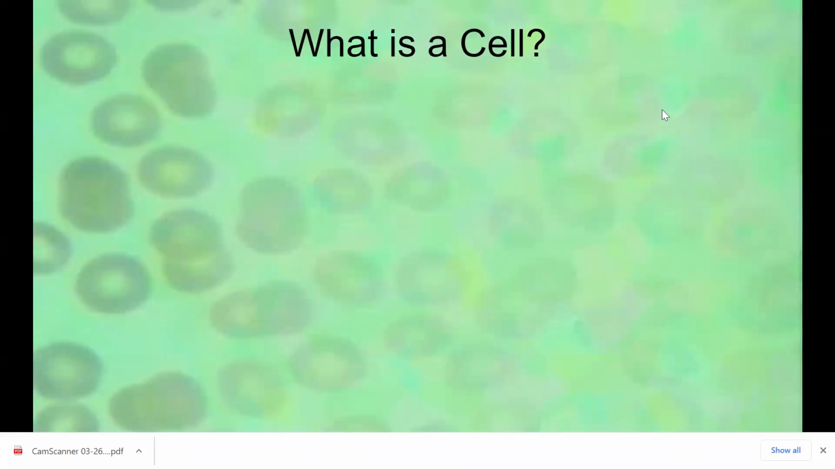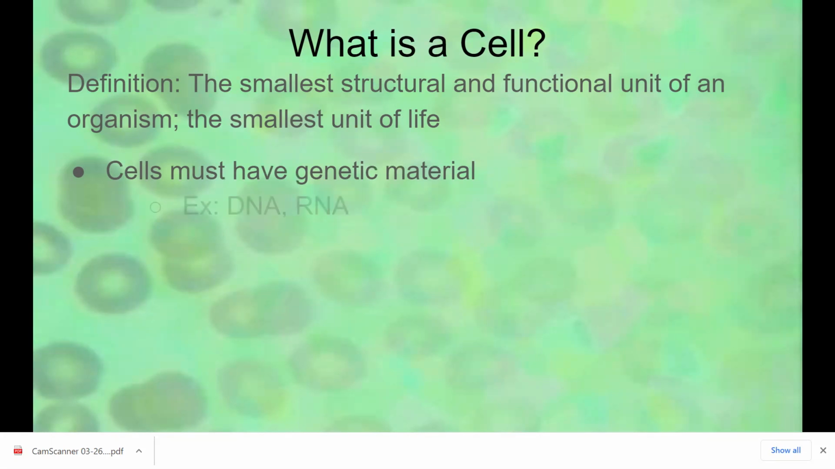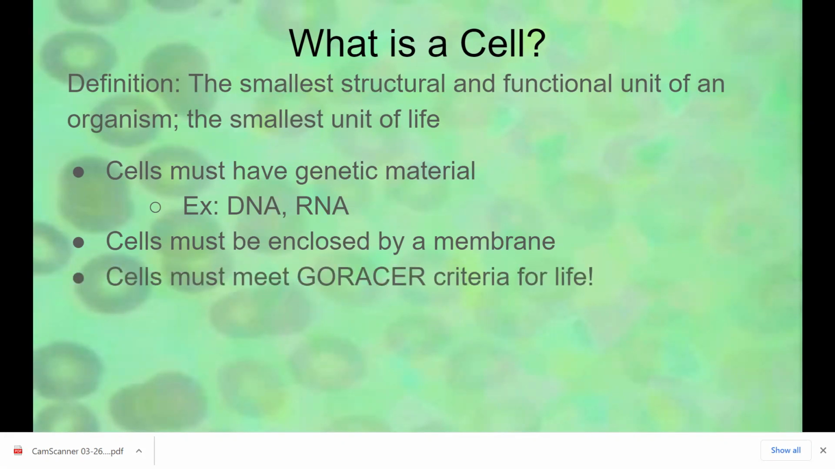So let's continue on. Let's talk about what a cell is. The definition of it is the smallest structural and functional unit of an organism, or the smallest unit of life. To be considered a cell, something has to have a couple of things. It has to have genetic material in it, and genetic material we're defining as either DNA or RNA. It has to be enclosed by some sort of membrane. And it must meet the Go-Racer criteria for life.